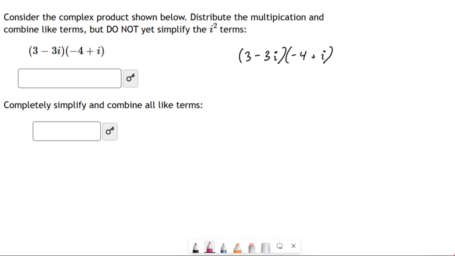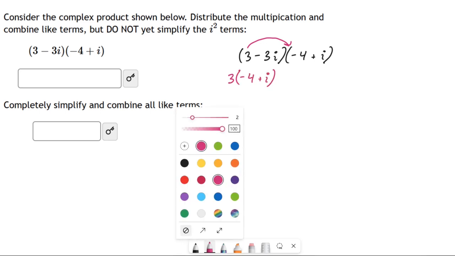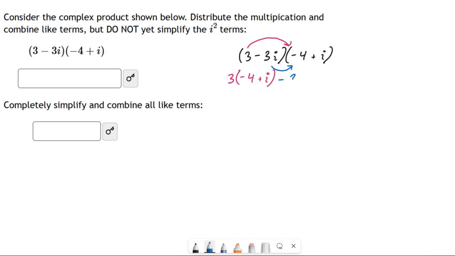Okay, so the very first thing I want to do in distribution is take that 3 and multiply it by this parentheses. So I'm going to get 3 times negative 4 plus i. And then, as the next part of distribution, I'm going to take the negative 3i term and multiply that by the parentheses. So that's going to be minus 3i times negative 4 plus i. And now I can work through the effects of each one of those parentheses individually.